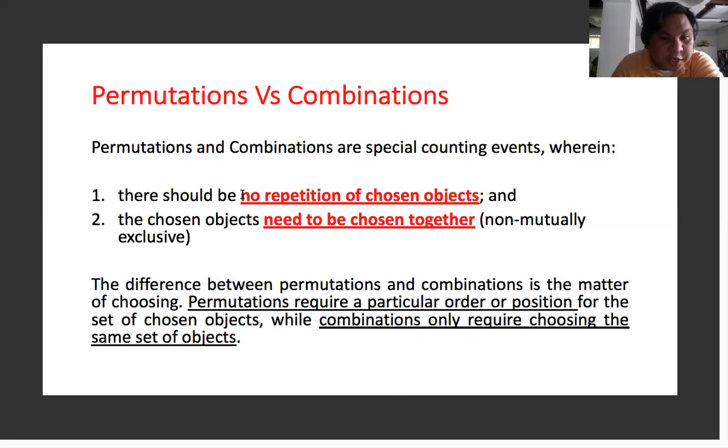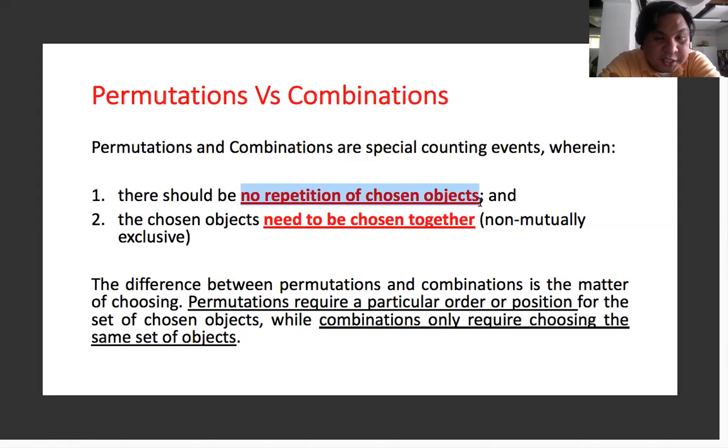So the first condition is there should be no repetition of chosen objects. Once an object is chosen, it cannot be repeated. So for problems like determine how many numbers are there from 1,000 to 5,000, this cannot be used because if you're choosing digits, then those digits could be repeated. Thus, it violates the first requirement for being able to use permutations and combinations, because there would be repetition of particular objects.